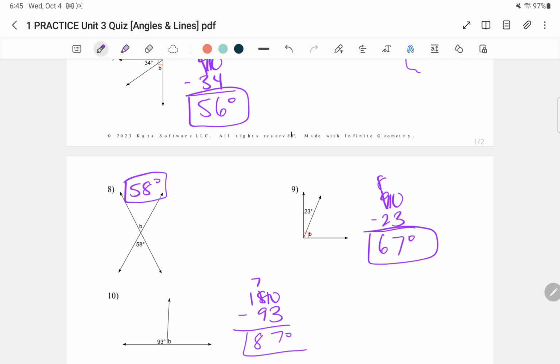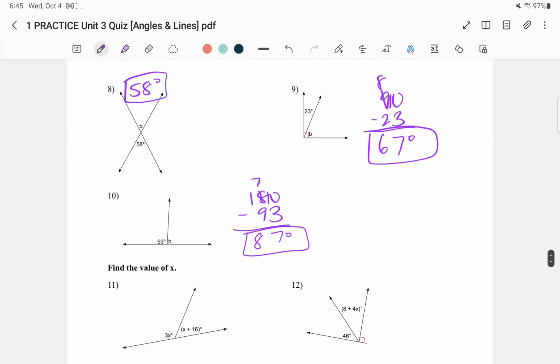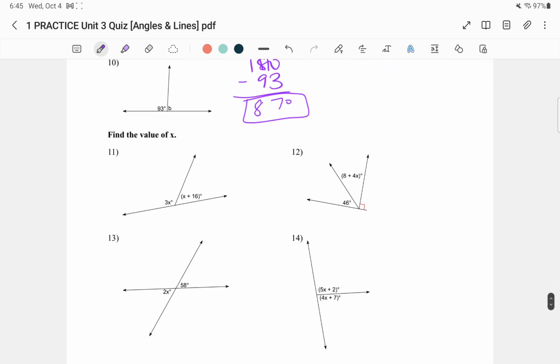So the mental math way is just 180 minus 90 is 90. So 3 less than 90 is 87. So either way, you get 87 degrees for number 10. All right, so we're almost there. But 11 through 14 are the equations.